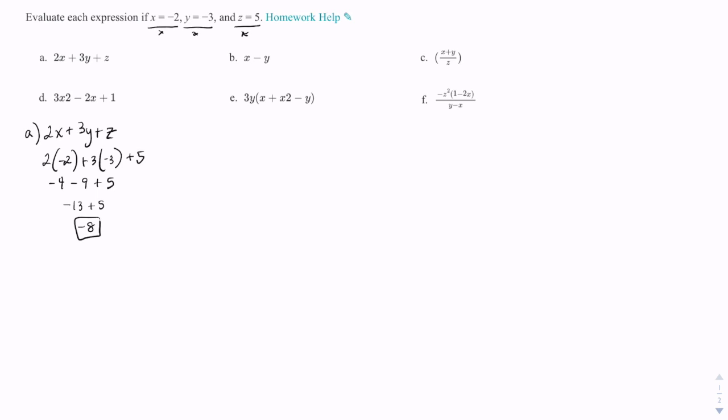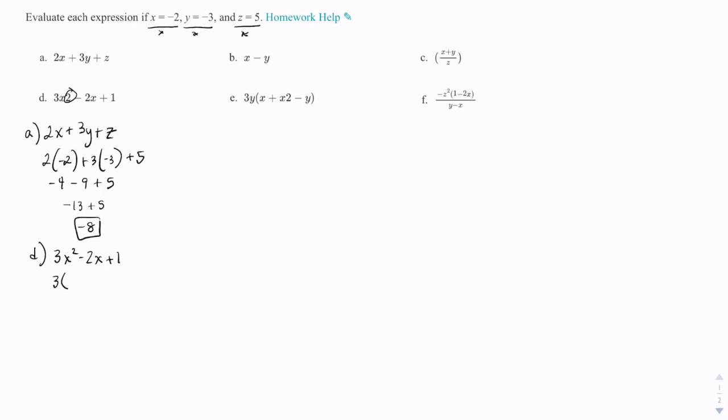I think I'll just do these right in the order they're put on the page. So I'm going to do D under it so it lines up. I'm guessing this is supposed to be squared. It did not print right in the ebook. Minus 2x plus 1. So again, I am going to substitute values in.